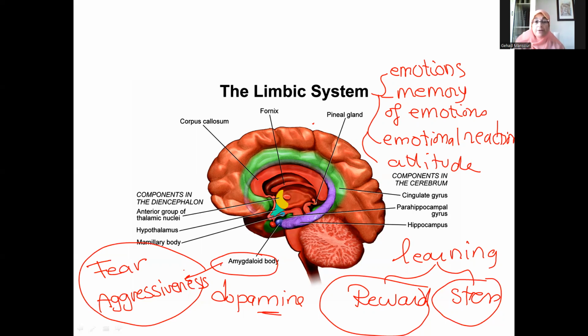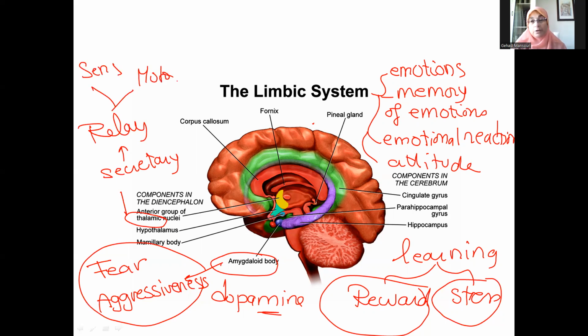And then we have the thalamus, and as I told before, the thalamus is considered the secretary of the brain. This is where relay of all sensory and motor information is done, meaning that all sensory fibers ascending to the brain, or motor fibers descending from the brain will pass through the thalamus.